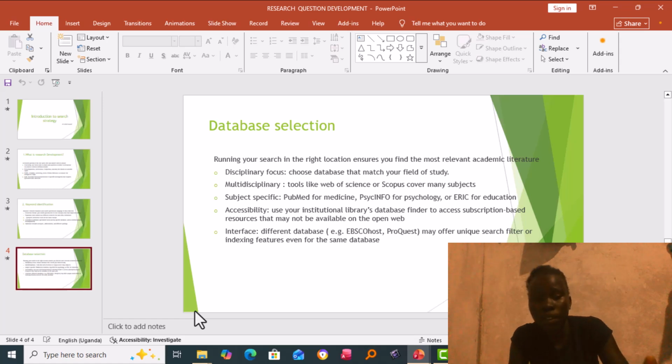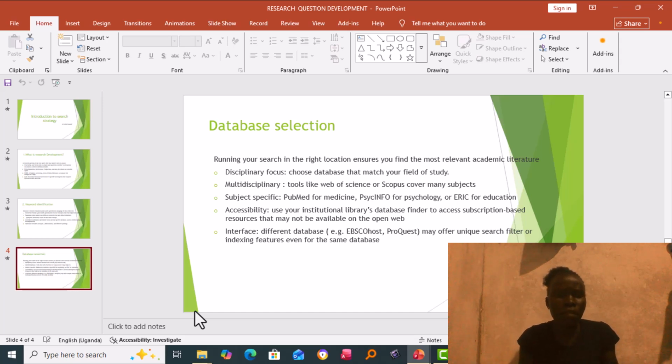Then we have accessibility. Use your institutional library's database finder to access subscription-based resources that may not be available on the open web, like the one for Gulu University. So you have to look at the database selection.